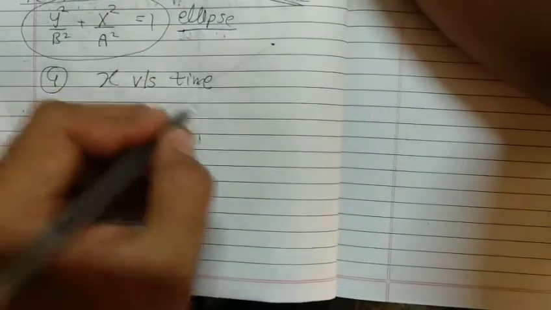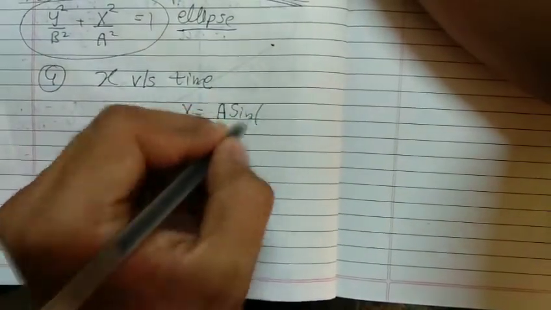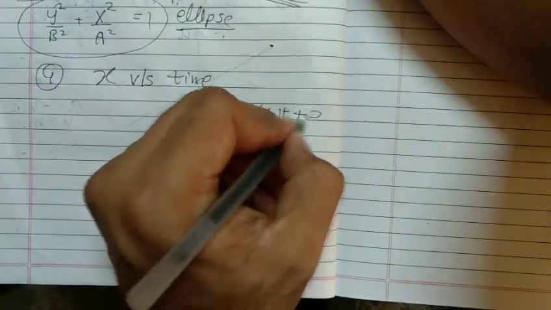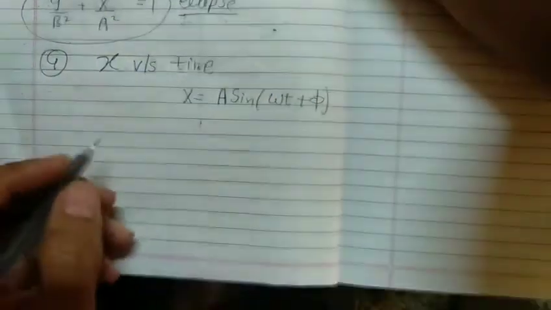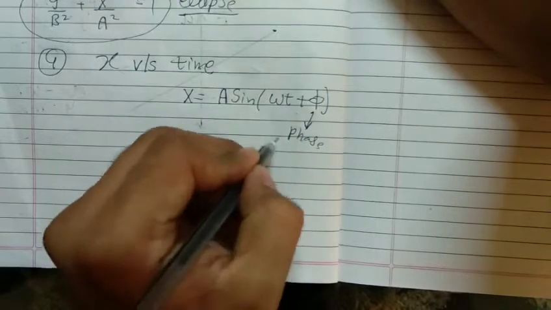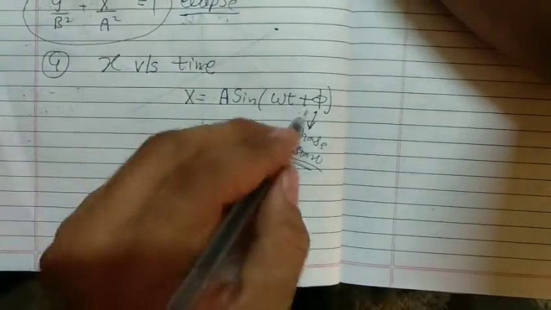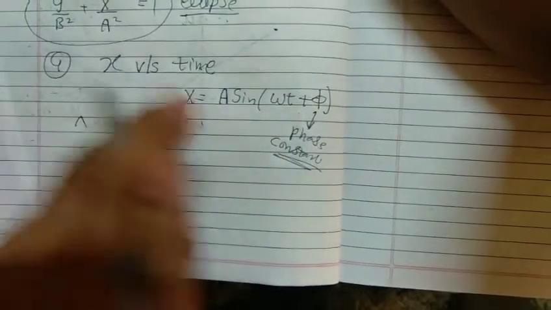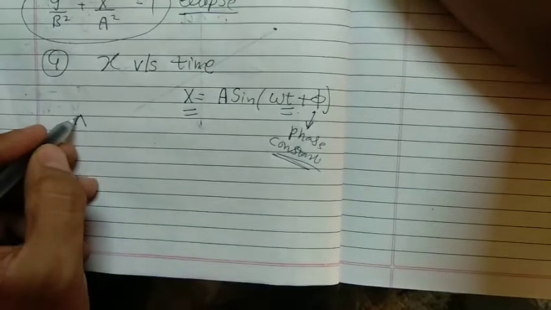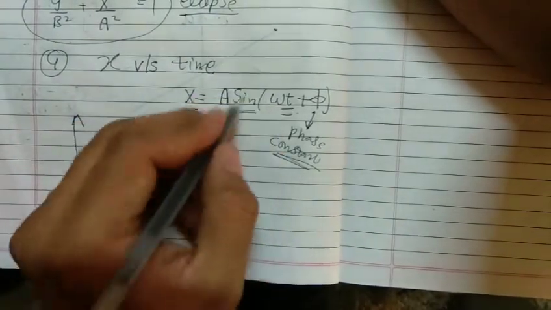x versus t. Now you know that displacement x is given by this formula, a sine omega t plus a phase constant, you can call it alpha or phi I suppose. Phi is a phase constant. It is also sometimes known as epoch in the oscillation. Since we have to plot the graph of x versus t, x and time are connected by the sine term.